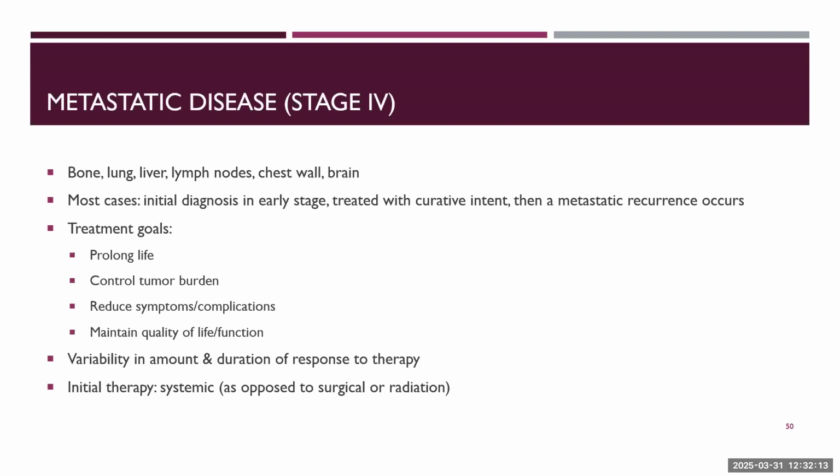So really our goals of treatment are to prolong their life, control tumor burden, reduce symptoms and complications, and also probably one of the biggest ones is maintain their quality of life and function. There's variability in the amount and duration of response to therapy. If they have metastatic disease on initial diagnosis, the initial therapy is systemic therapy. So we're not going to do surgery or radiation for these patients up front because it's already spread outside of the breast tissue. So there's no better outcomes in removing that breast tumor if it's already spread to other places.